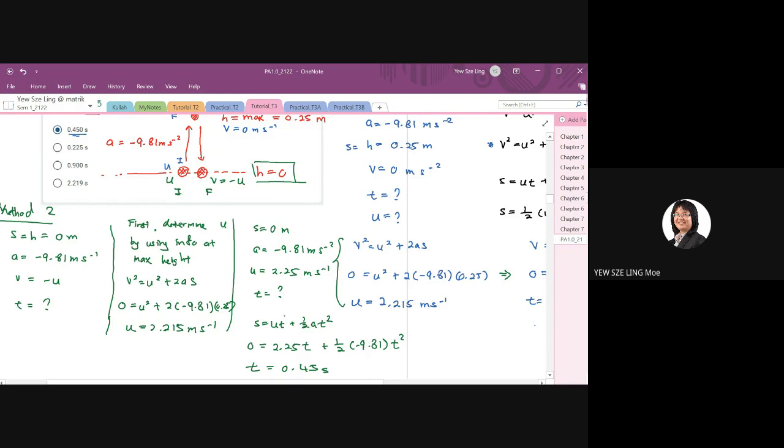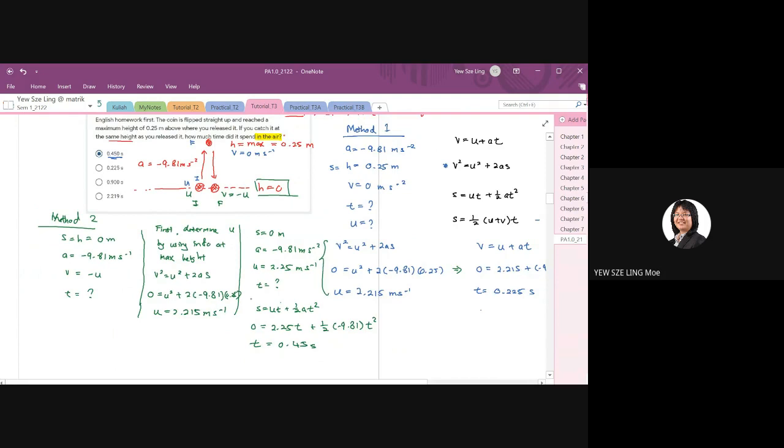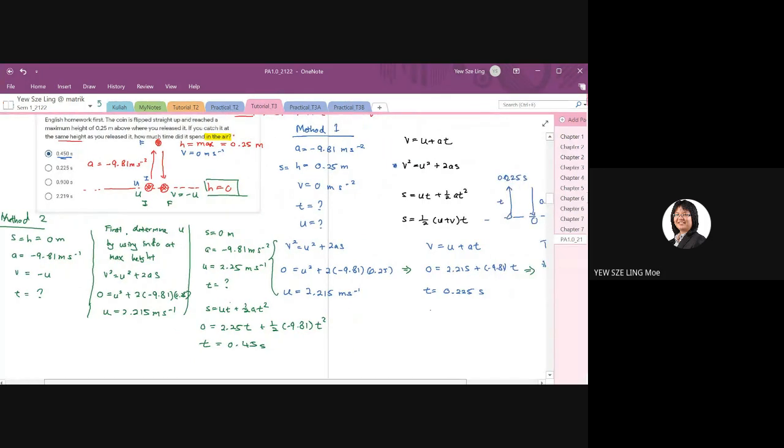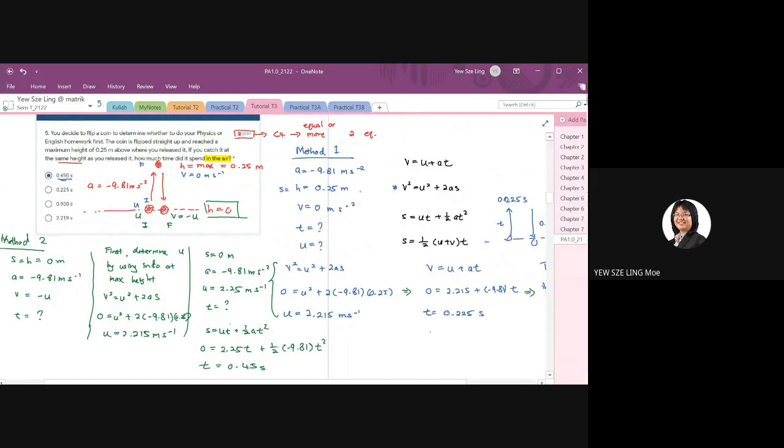So this is a very good question. These are very good questions for you to see the difference between maximum height and when the object goes back to the initial position. The same concept can also be applied in projectile motion, the y component of projectile motion. So this is exactly what happens in projectile motion. You throw something, it reaches maximum height, and then it goes back to the ground. So this is what happens along the y component in a projectile motion.